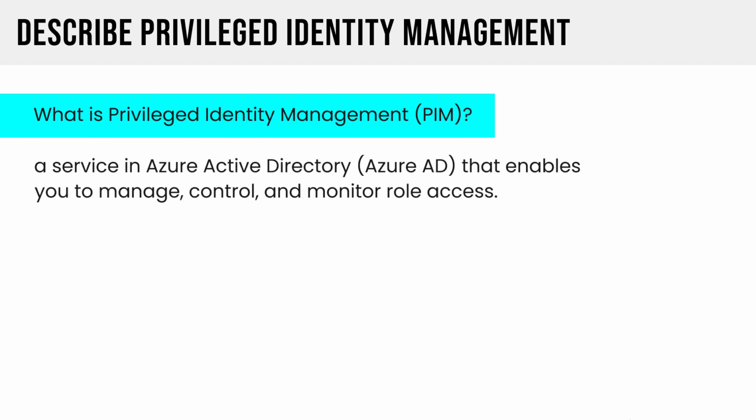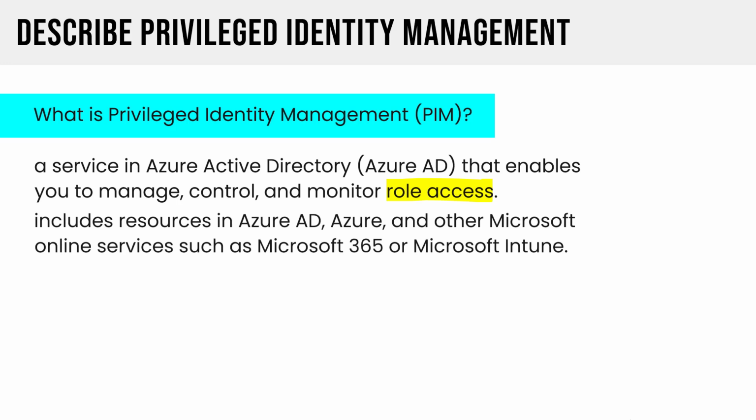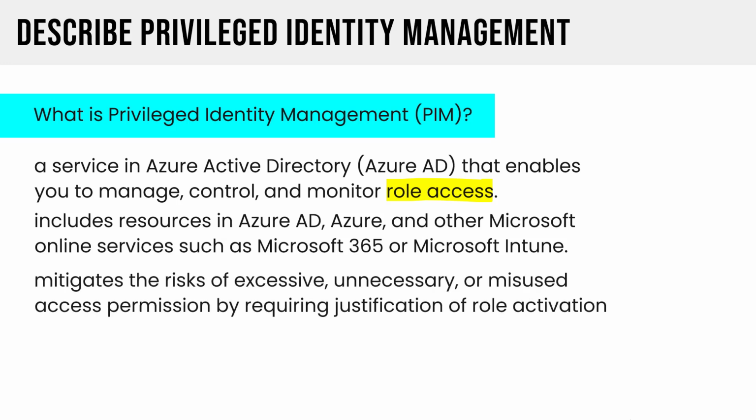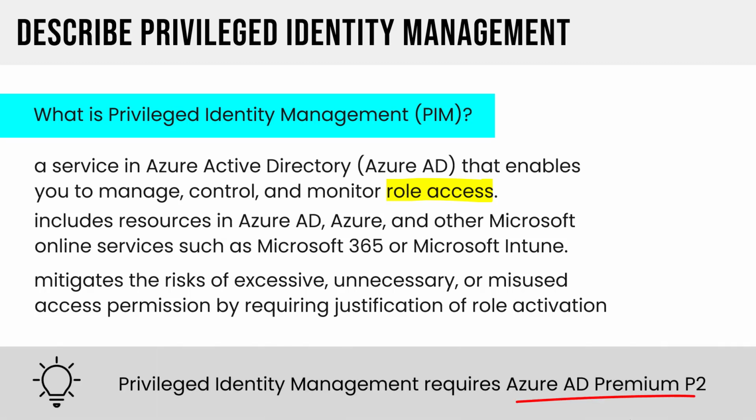So privileged identity management. This is a service in Azure AD that enables you to manage, control, and monitor role access. So it's role focused. I want you to remember that. It includes resources in Azure AD, Azure, and other Microsoft online services like Microsoft 365 or Intune. It basically mitigates the risks of excessive, unnecessary, or misused access permission by requiring justification for privileged role activation. Privileged identity management does require Azure AD Premium P2.